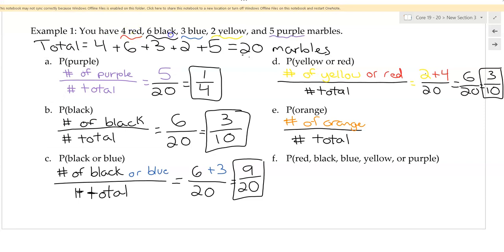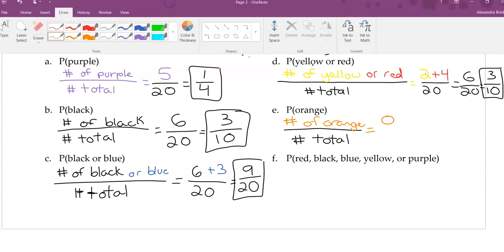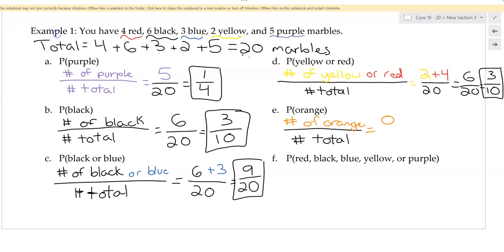Well, I have red, I have black, I have blue, I have yellow, I have purple. I don't have any orange marbles. And so if we don't have any, right, then I have 0 orange marbles out of my 20 total marbles. And 0 divided by 20 is 0. This is an impossible event. I cannot possibly reach into my bag of marbles and pull out an orange one. It has a probability of 0. Okay.